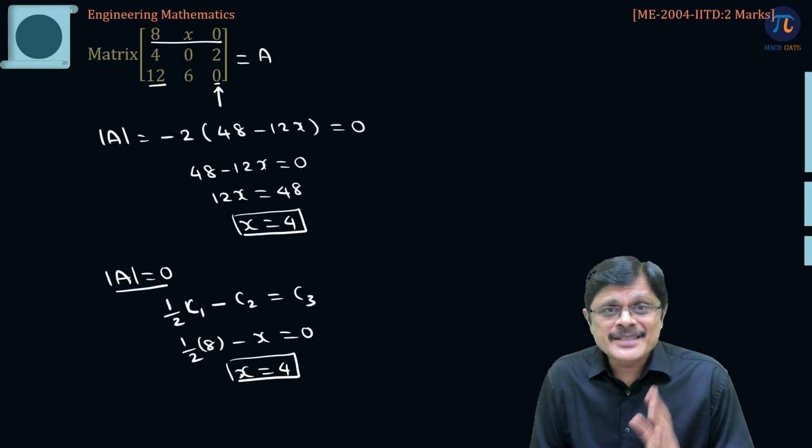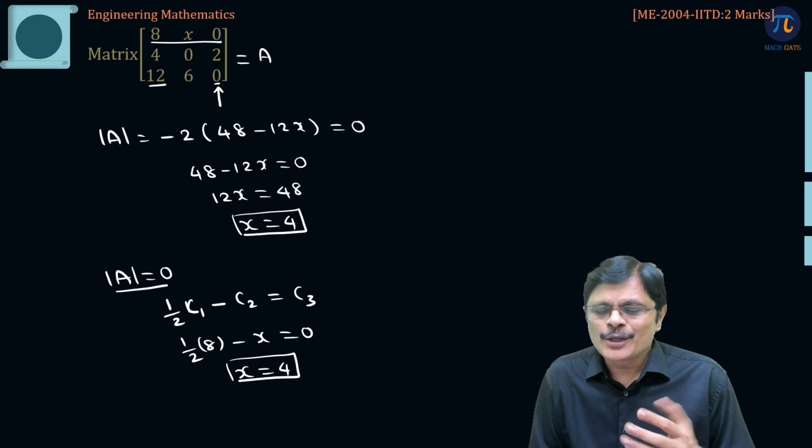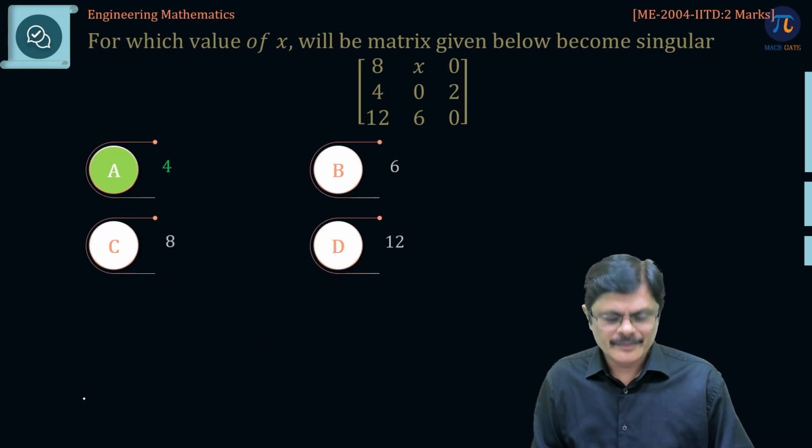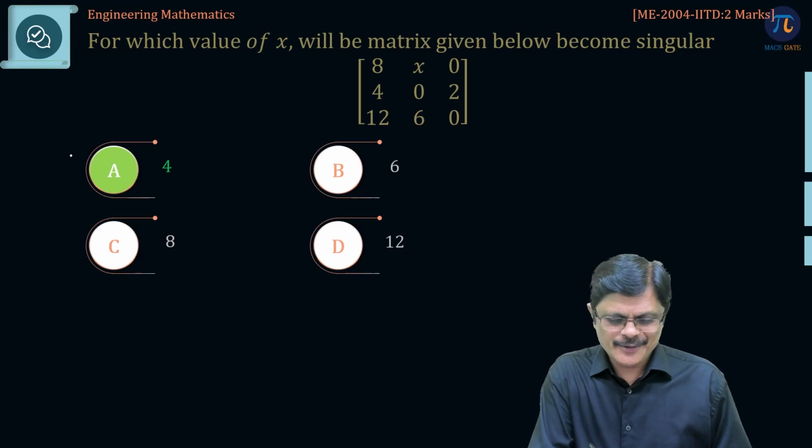Whenever the determinant is 0, the rows and columns of the matrix become dependent. That is the trick. So the correct answer is 4.